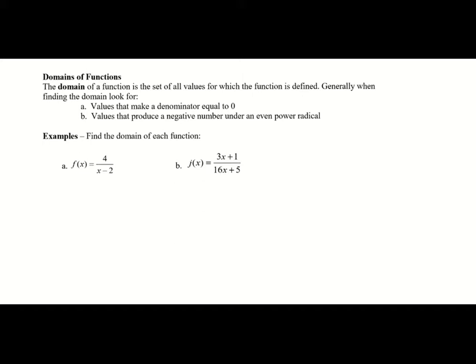So for our first problem here, we have f of x equals 4 over x minus 2. Because we're looking for that domain, we are concerned with the denominator only. It doesn't matter what's in the numerator, and we can't have our denominator equal to 0. So to figure out what values would make it 0, you take whatever equation is under there, set it equal to 0, and solve. So we have x minus 2 equals 0. I'm going to add 2 to both sides, and I get x equals 2.